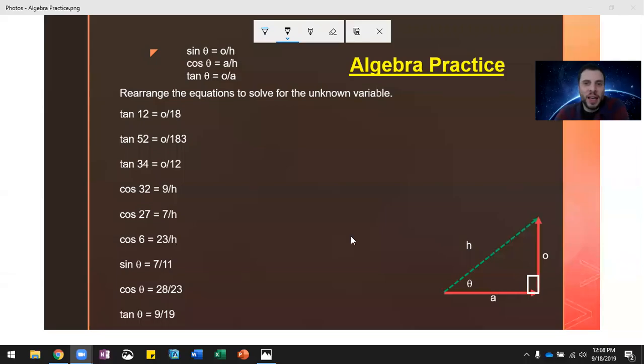Hello, ladies and gentlemen. Let's get some algebra practice in and discuss a little bit more about what vectors are. Down here, we have a right triangle with an adjacent side, an opposite side, hypotenuse, and theta, which is our angle. If you need some review understanding what these are, please watch our video from the 17th. That's on our Jigsaw page.